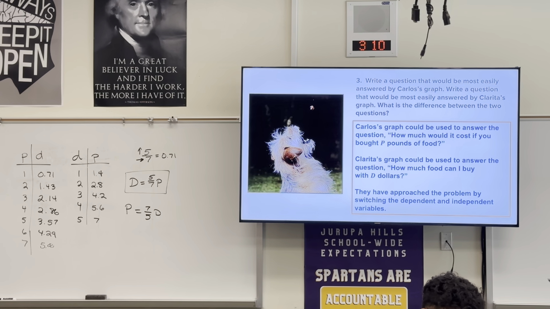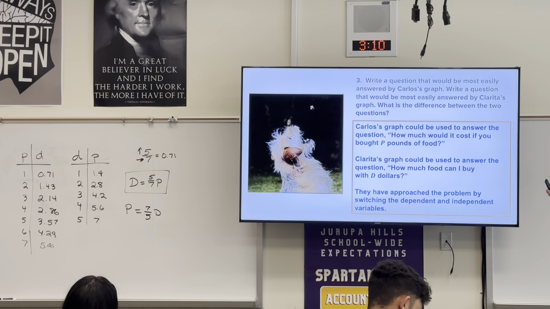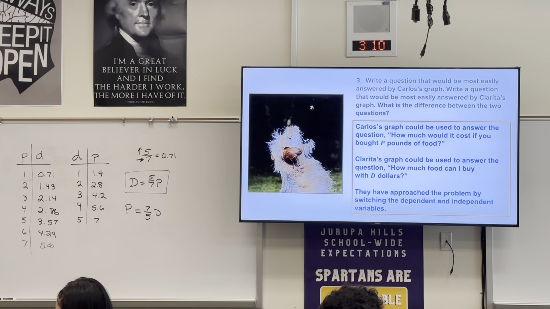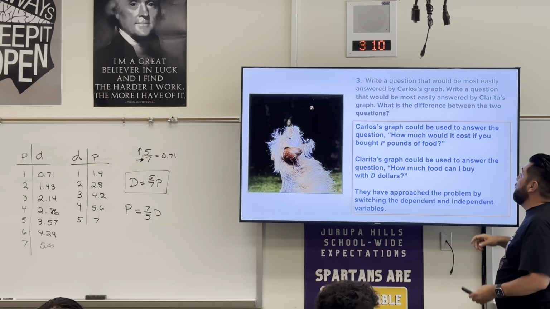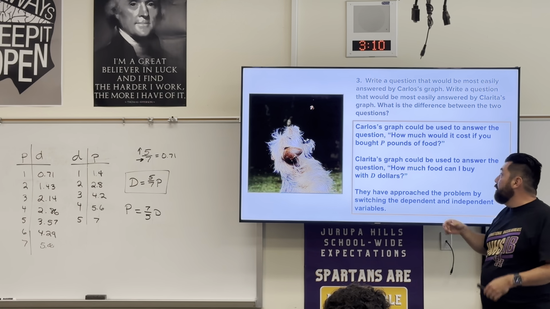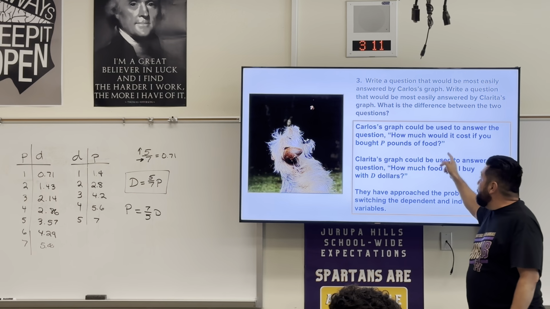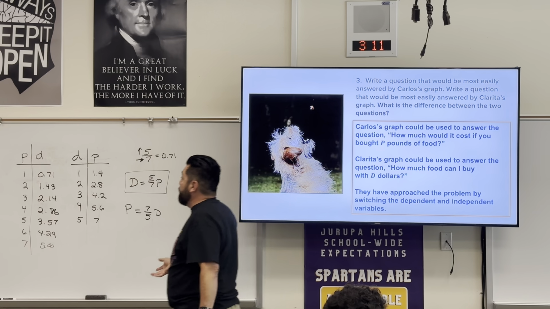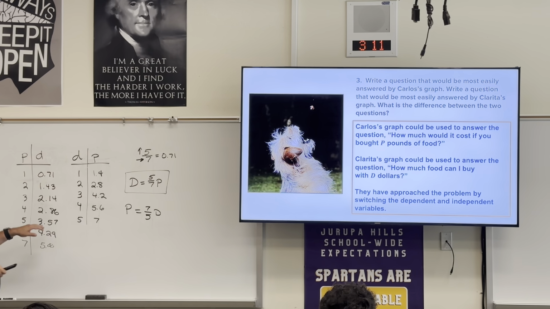Okay, so the answer that I have on the screen is a very generic answer because the textbook knows that all of you are going to have different answers. So the very generic answer that they have for Carlos is this: how much would it cost, right? What is my dollar amount if you bought P pounds of dog food? So you could have written a question like, how much would it cost if I bought 3 pounds of dog food? Or if I bought 5 pounds of dog food? Or if I bought 1 pound of dog food, right?